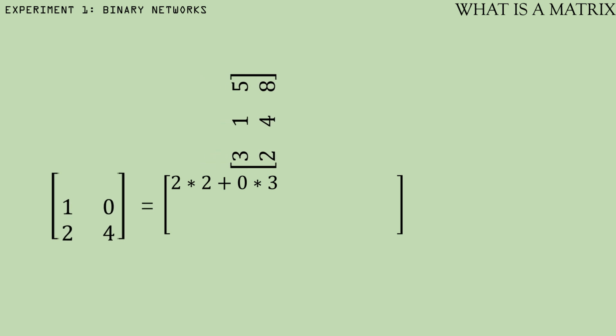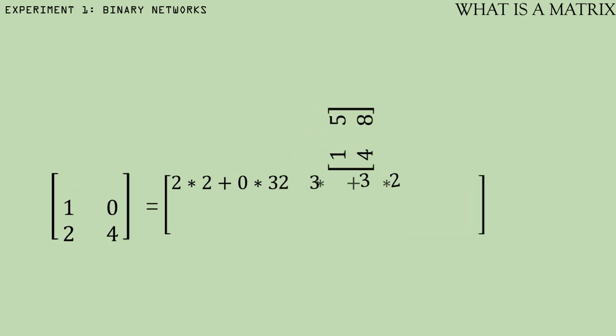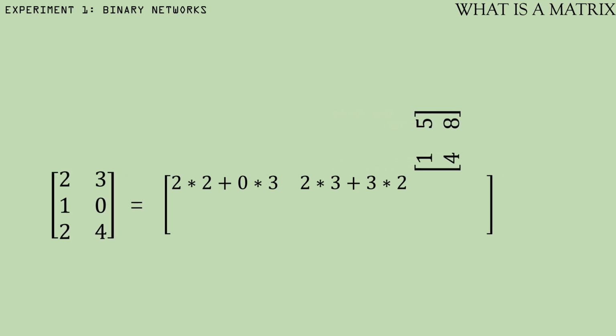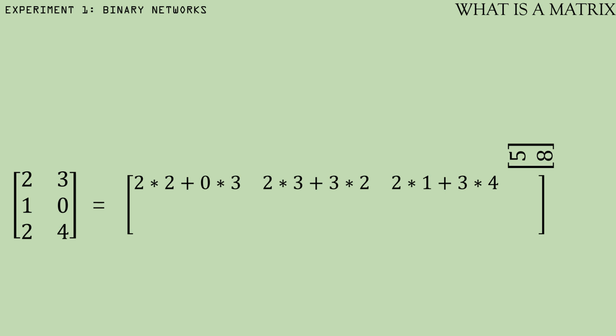And now we move it and restore the numbers here. But notice that matrix B, or the second matrix here, isn't restored. For now, we will just take 2 times 3 plus 3 times 2. Now, we will take 2 times 1 plus 3 times 4. And it's the same function for the last one.